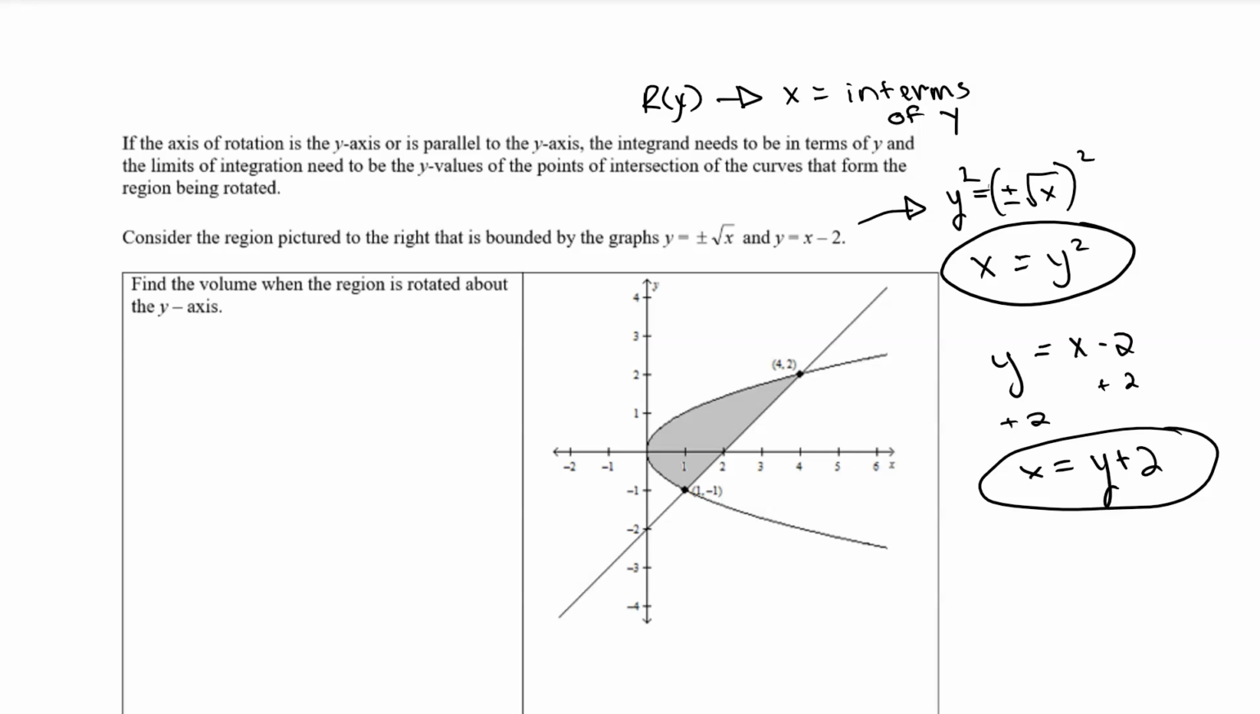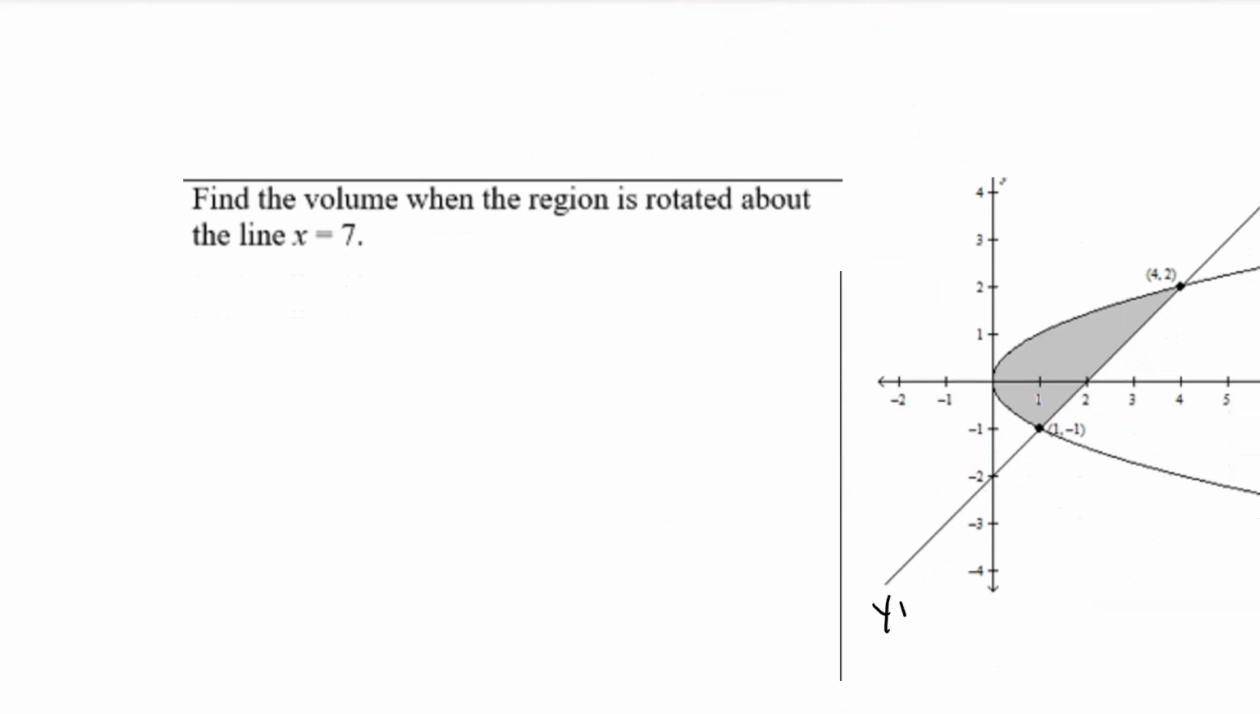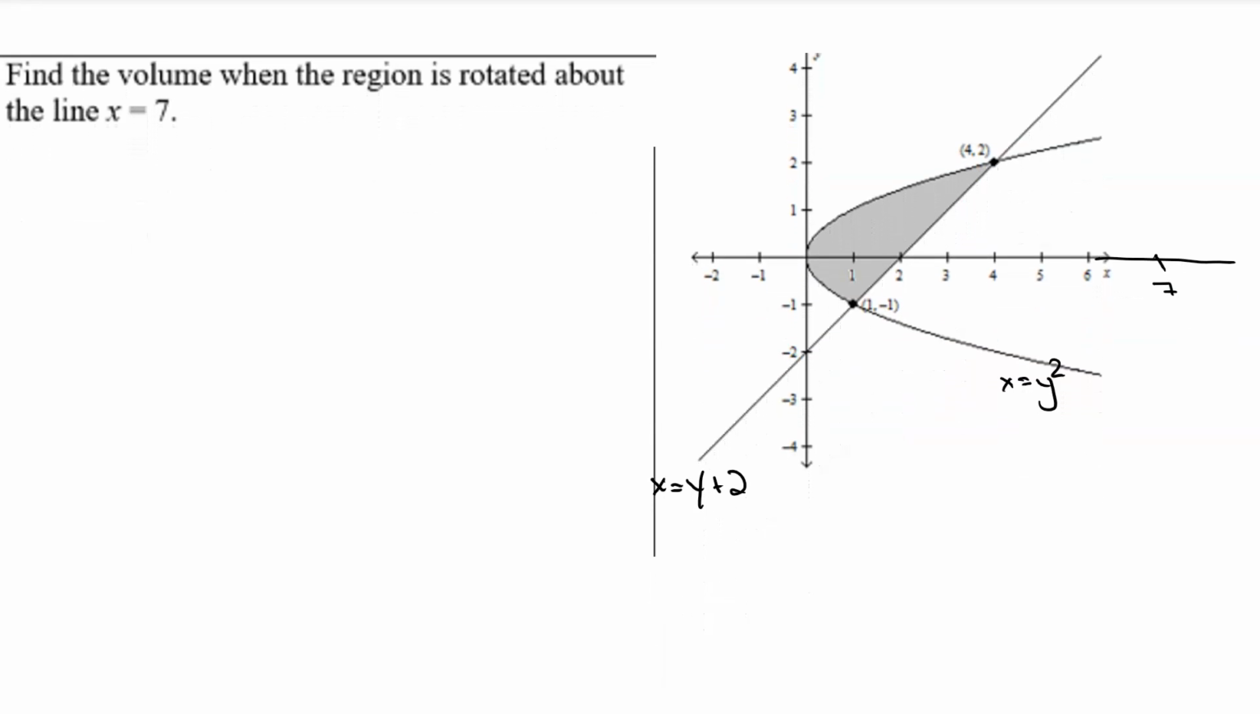So bearing this in mind, I'm going to label my graph when I come down here. So I've got y plus 2, right, and I've got, what did we just say? Y squared? Yeah. All right. So we're finding the volume when we rotate about x equals 7. So x equals a number means x is the same everywhere on that line, which makes it a vertical line. So imagine this vertical line here. We're rotating around it.